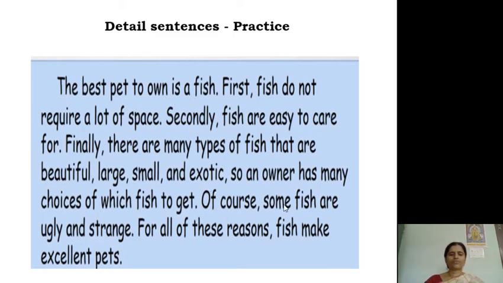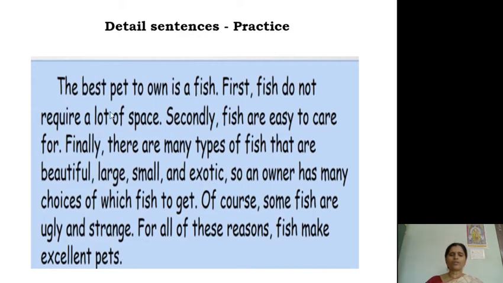Of course, some fish are ugly and strange. This is actually irrelevant. This is not supporting the statement. Instead, it is quite a contrasting point. Of course, some fish are ugly and strange. Then: for all of these reasons, fish make excellent pets.